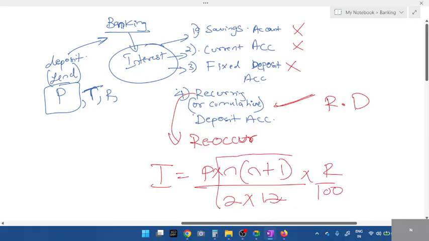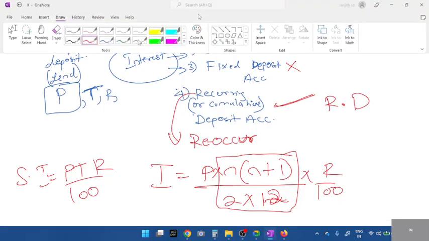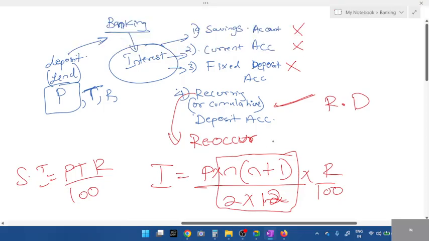This is time value. If you take the simple interest concept, it is PTR by 100. Just because it is recurring, what do you mean by recurring? You told it reoccurs, so something which frequently changes, right? So time changes, students. See, time is not constant. It keeps changing. Just because the time changes, our value also will change. That's the reason the T value is changed here.